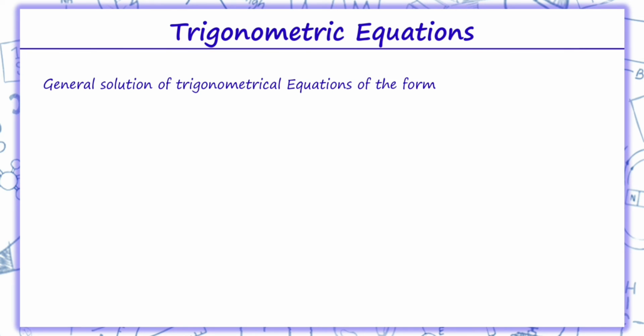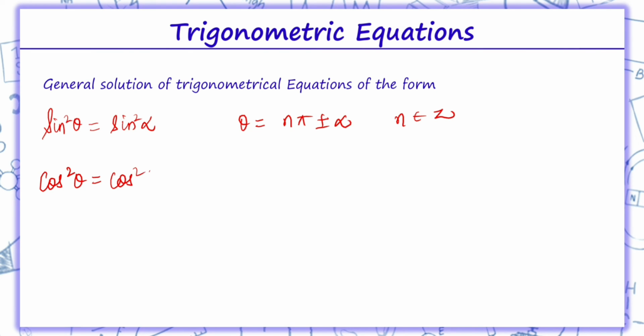Now coming on to the next concept, the general solution of trigonometric equations of the form, let's suppose we are provided with the equation sin square theta equals sin square alpha. When it is given in terms of squares, the value of theta comes out to be n pi plus minus alpha, where n belongs to z. Similarly, if cos square theta is cos square alpha, the value of theta is given as n pi plus minus alpha, where n belongs to z.